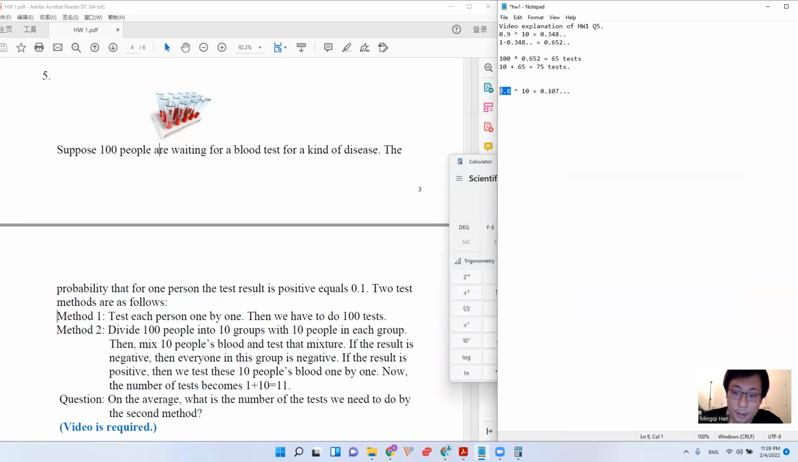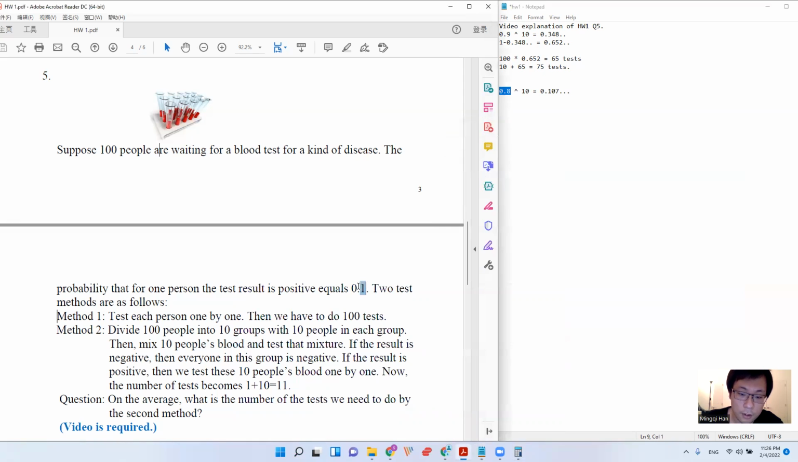So we get that if the probability of people not being infected is equal to 0.2, method 2 is always better than method 1, approximately.